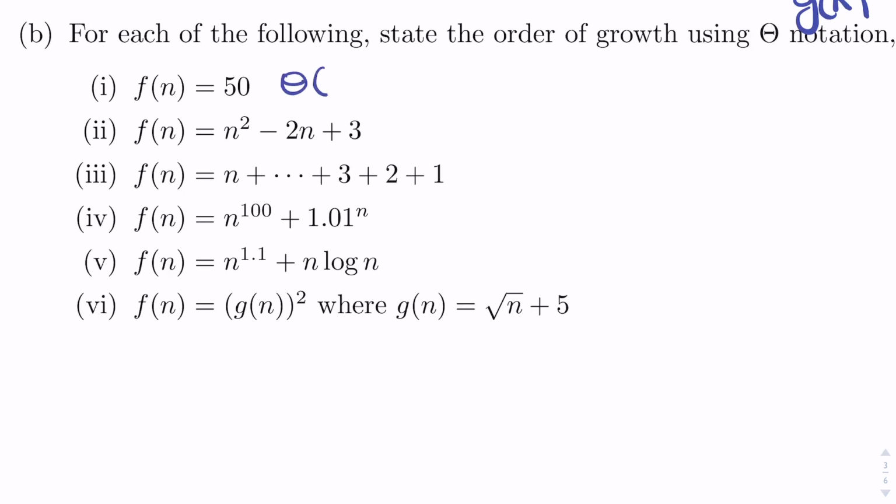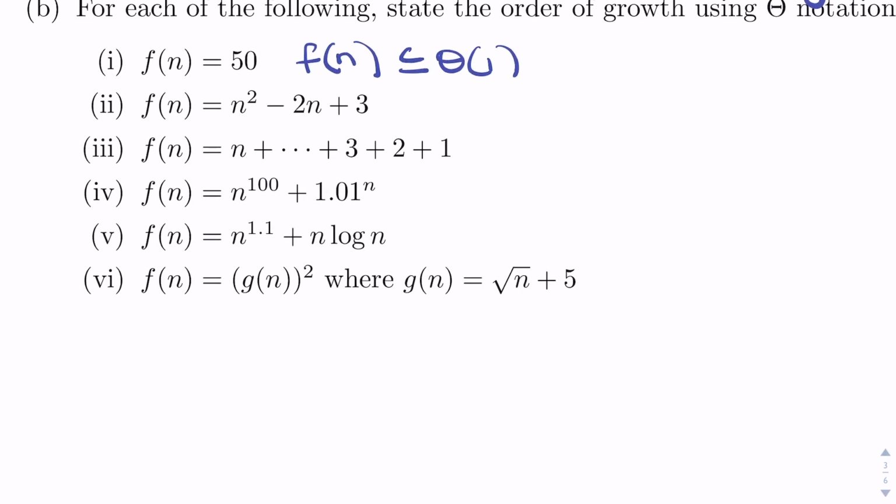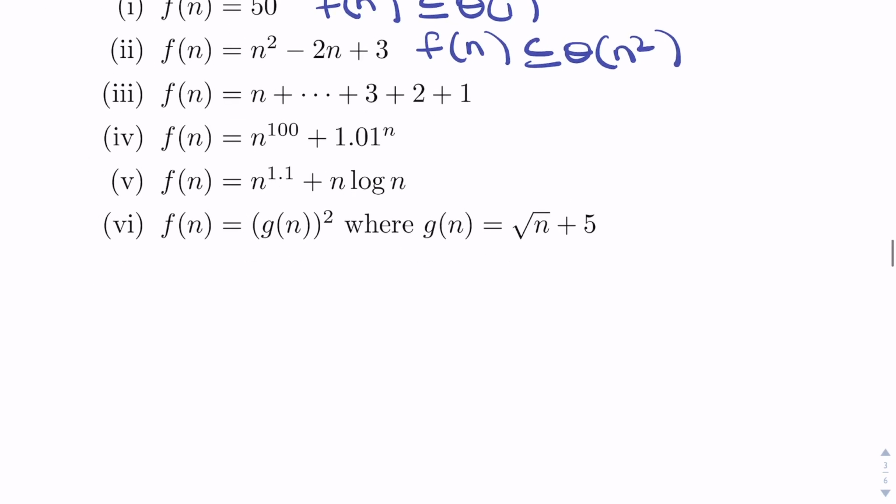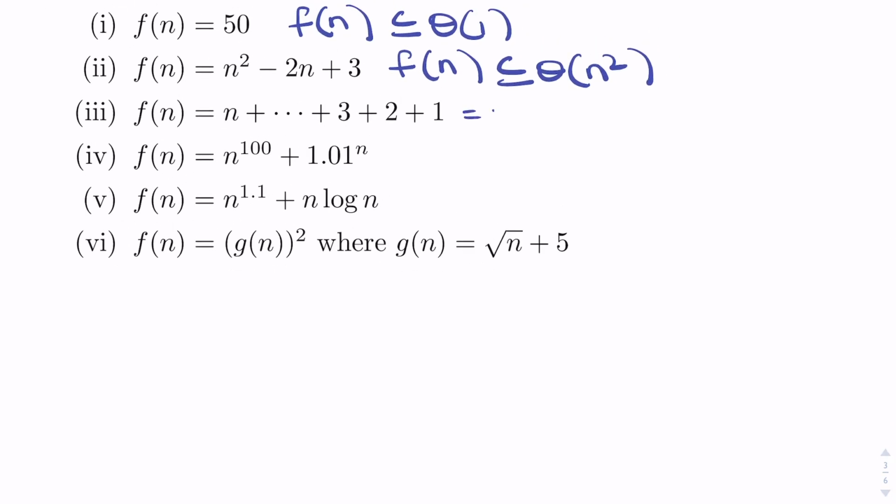So for this one, you can say that f of n belongs to theta of 1. Part 2, in this polynomial, n squared is the highest term. So we can say f of n is theta of n squared. The sum of all the natural numbers from 1 to n is equal to n times n plus 1 over 2. This is some expression involving n squared. So once again, this entire thing belongs to theta of n squared.